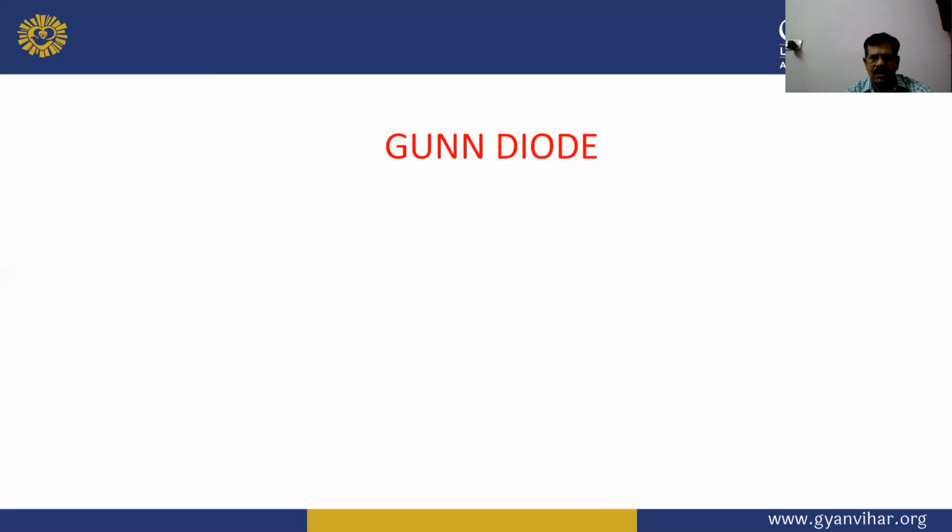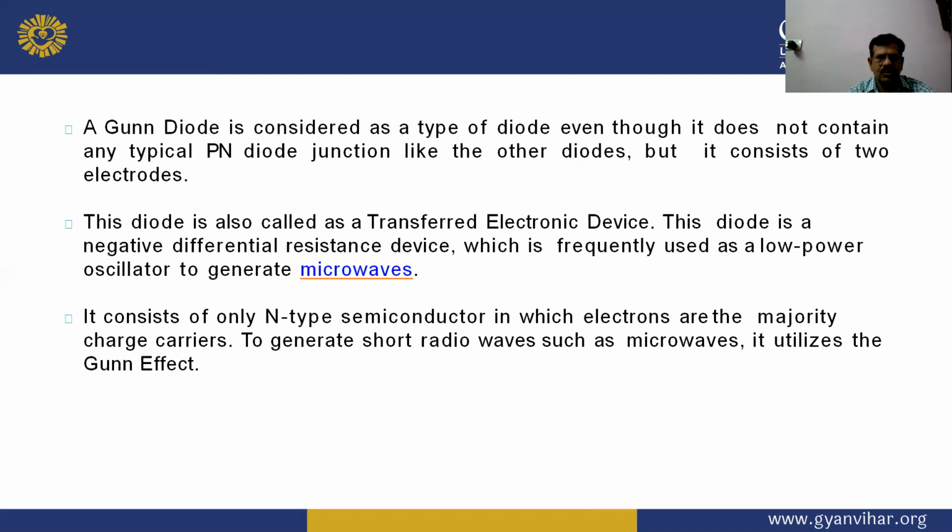Now we discuss the next diode, the Gunn diode. The Gunn diode is considered a type of diode even though it does not contain any typical PN junction like the other diodes. In a Gunn diode there is no PN junction; it consists of two electrodes.